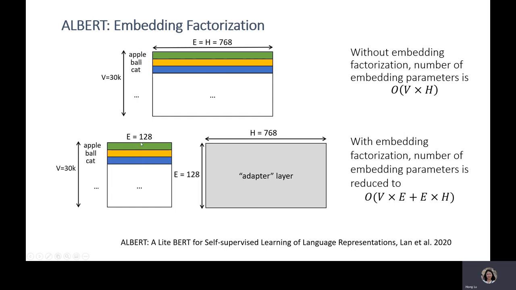In this case, they found E equals 128 gives them the best performance. And then they projected this smaller embedding matrix to the hidden space using what I called an adapter layer of size E by H. So with this embedding factorization, they're able to reduce the number of embedding parameters from the order of V by H to the order of V by E plus E by H.